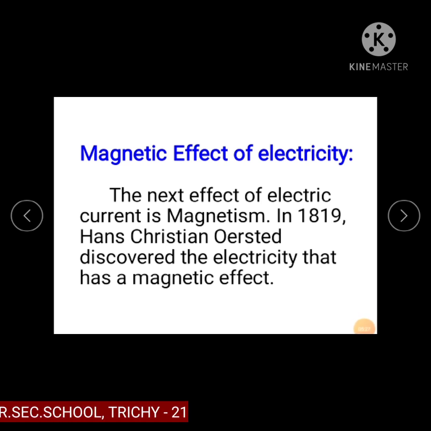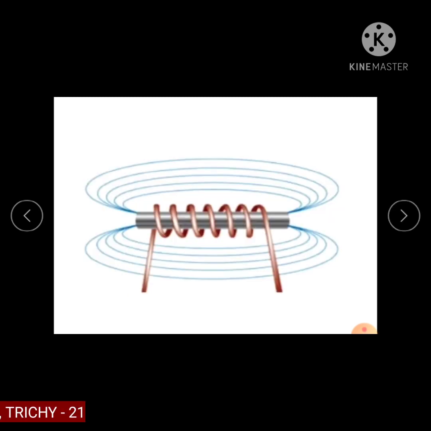Magnetic effect of electricity. The next effect of electric current is magnetism. In 1819, Hans Christian Oersted discovered that electricity has a magnetic effect. Here, the magnetic effect of electric current is shown.